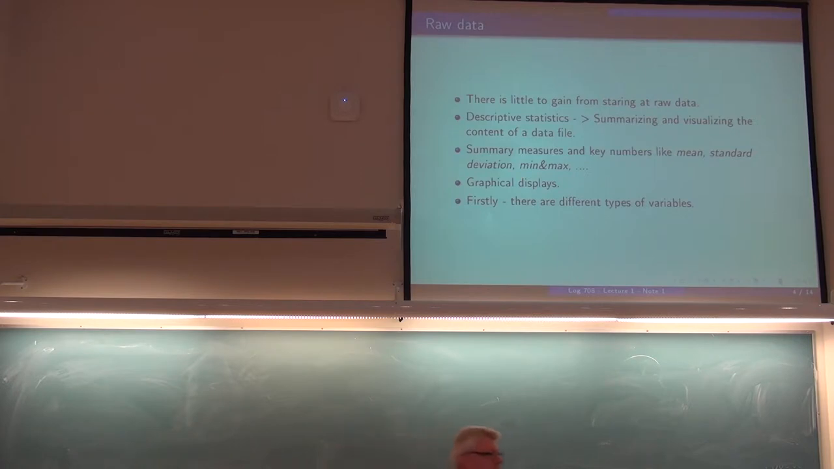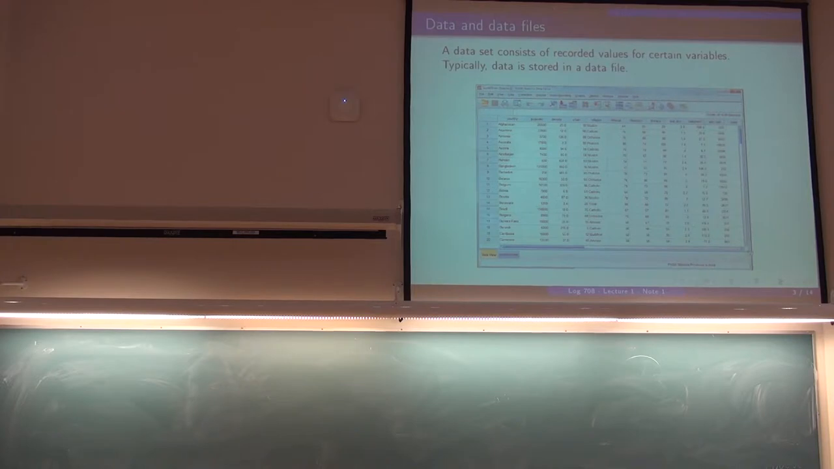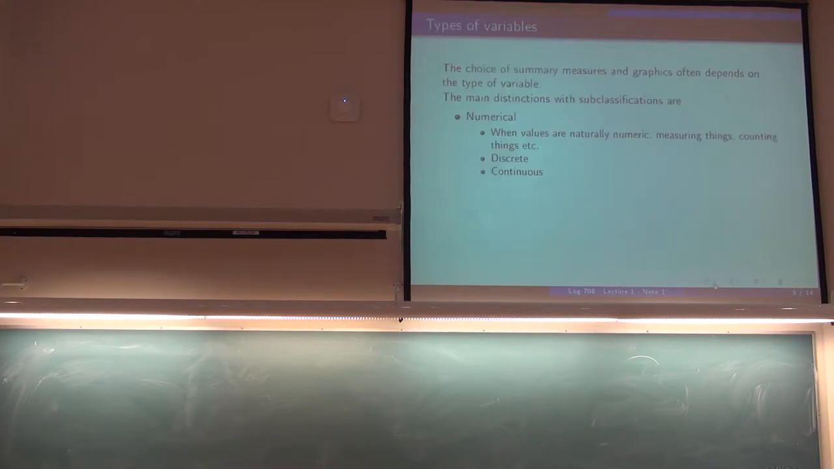So the first thing we are going to do is to distinguish between different types of variables. So let's see how this works. So this is a data set, and you see those columns. This is what we call variables in a data set. And we have recorded different values of the variables. So we are now talking about what kind of types of variables do we have.